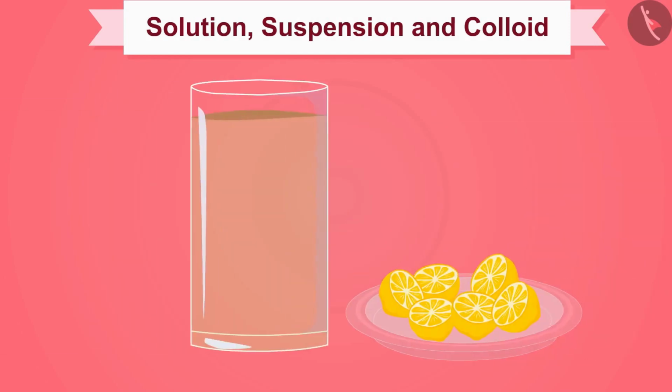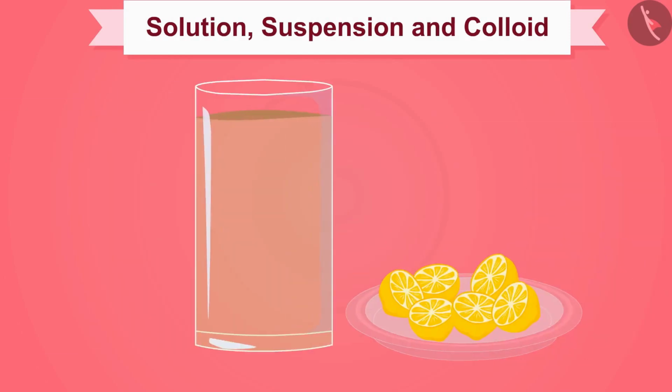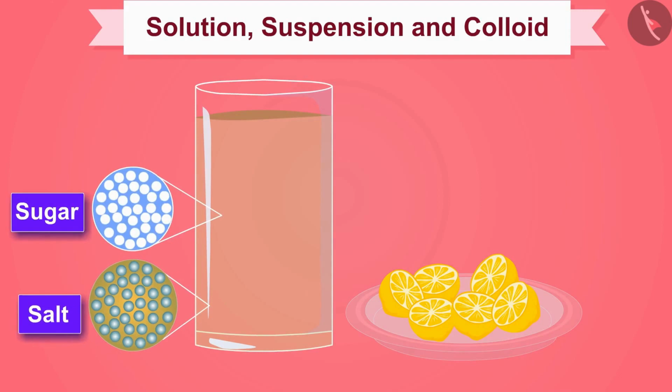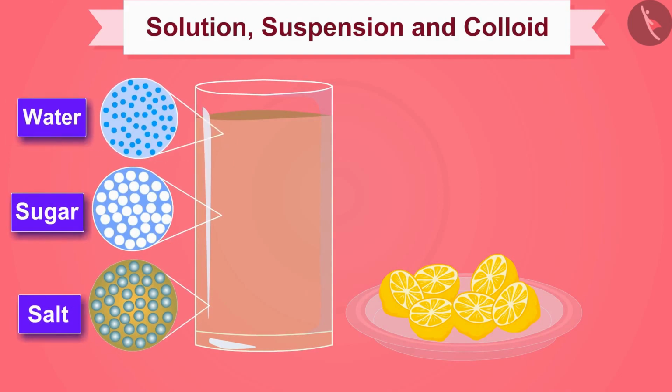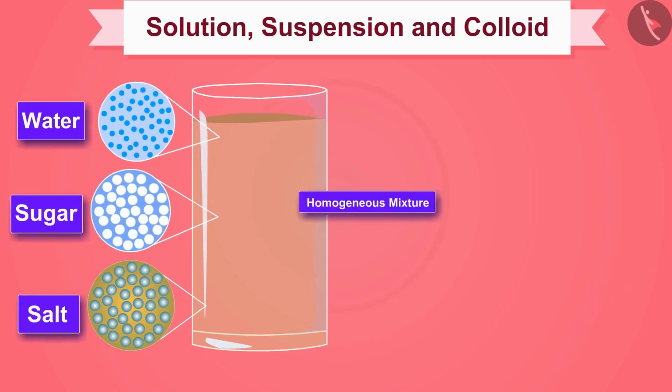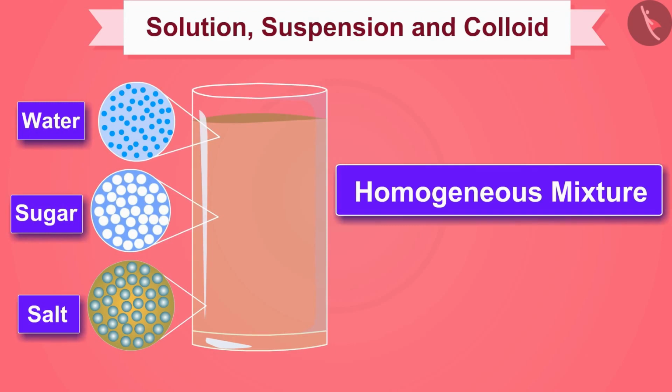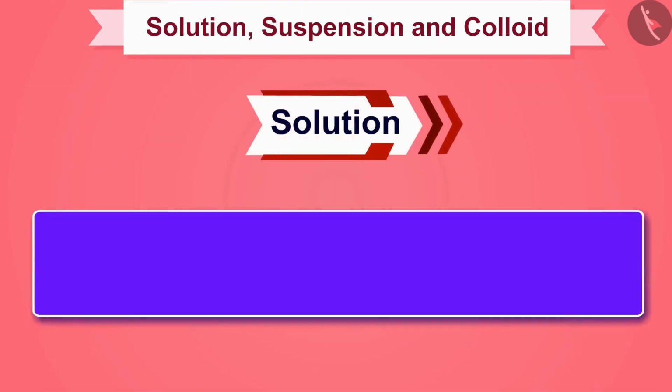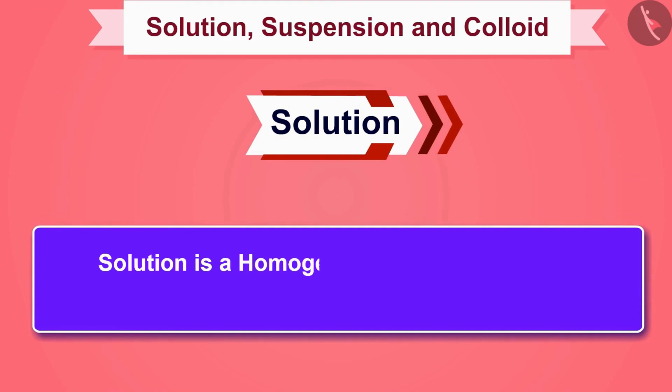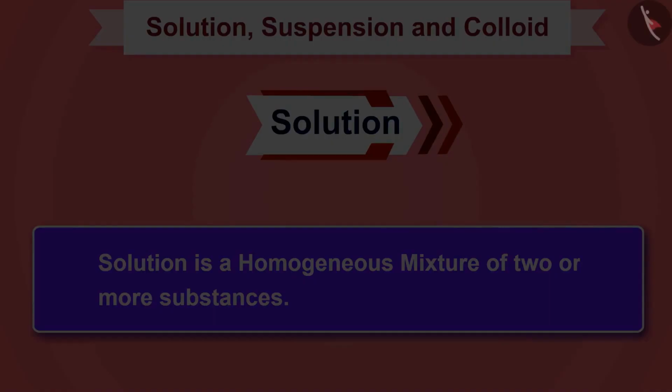Do you like to drink lemon water? Lemon water is an example of a solution that consists of sugar and salt particles and water particles. And because it has the same texture, it is a homogeneous mixture. From this example, we can say that solution is a homogeneous mixture of two or more substances.